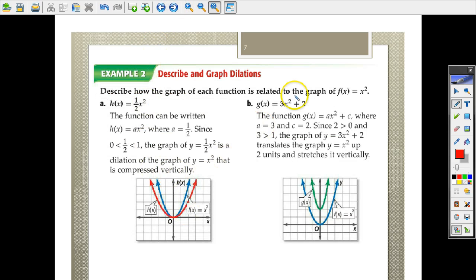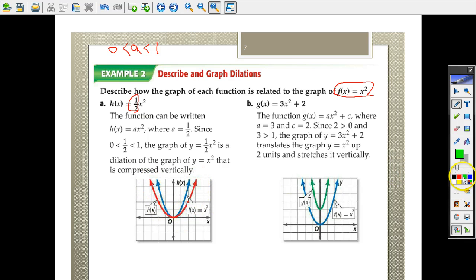Alright, so here your graph f of x, x squared, the original, is the blue. So this 1/2, that a is greater than 0 but less than 1. When you have a number that's less than 1 but still a positive number, greater than 0, then it's going to stretch out more. So the red here, you see it's stretched out.